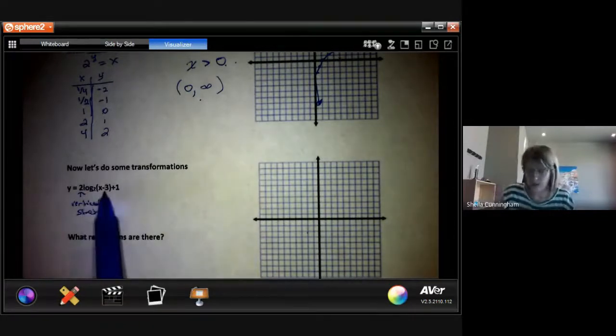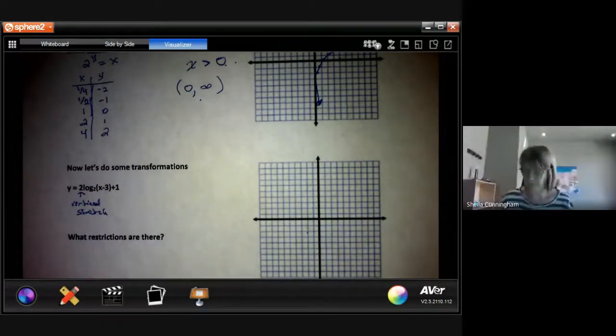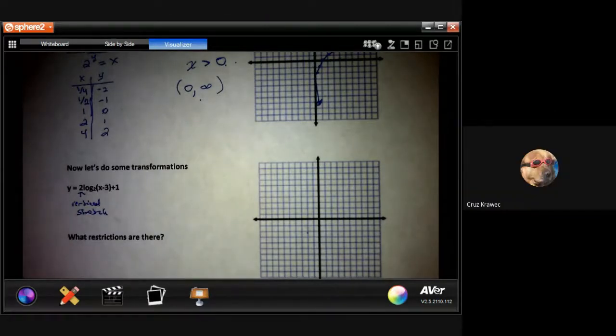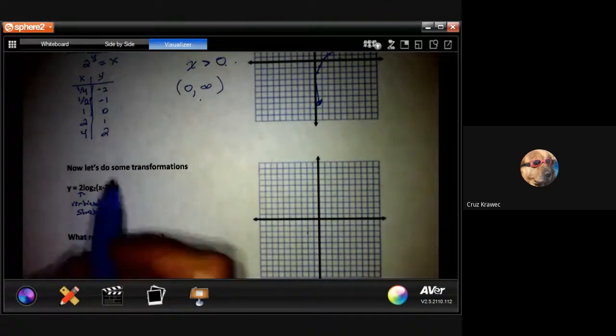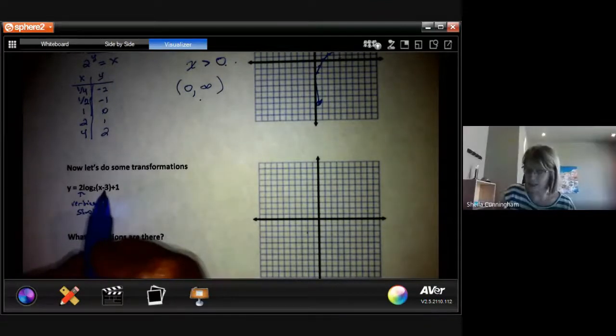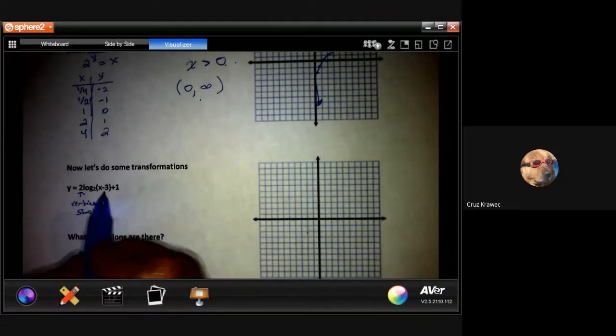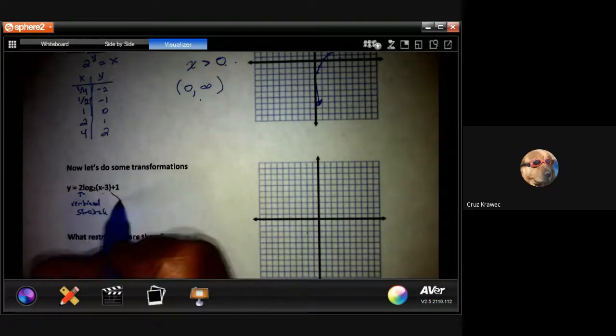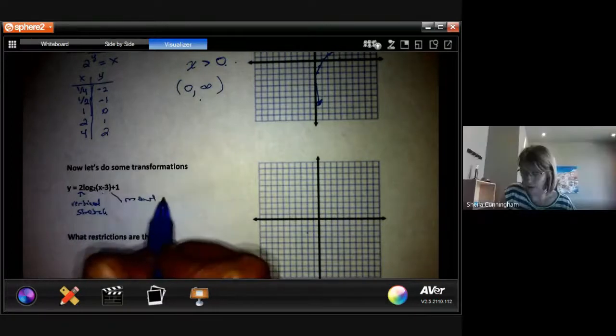Okay, what is the 3 going to do? It's going to make it move on the x-axis by 3 units. Is it moving it left or right? Oh, no, it's moving it right because it's a positive. So this is moving it right.